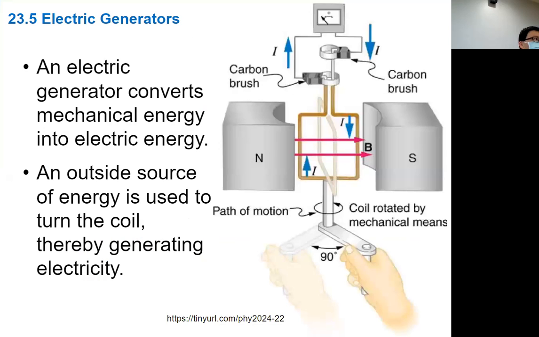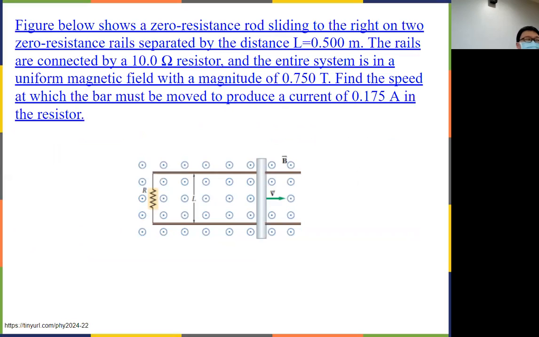Right? And then we were about to take a look at the example on this one here. It says the figure below shows a zero resistance rod sliding to the right on two zero resistance rails separated by the distance L equal to 0.500 meters. The rails are connected by a 10 ohm resistor, and the entire system is in a uniform magnetic field with the strength of 0.750 Tesla. Find the speed at which the bar must be moved to produce a current of 0.175 amps.